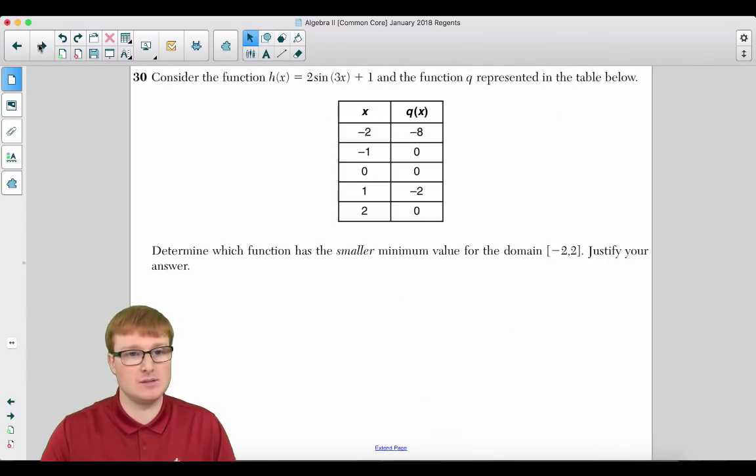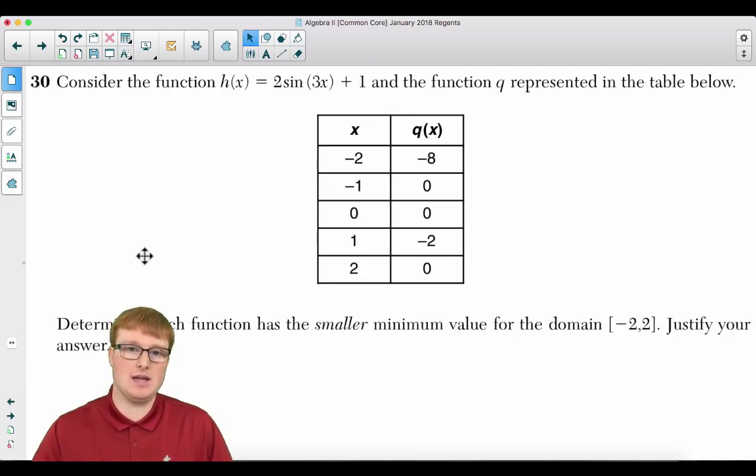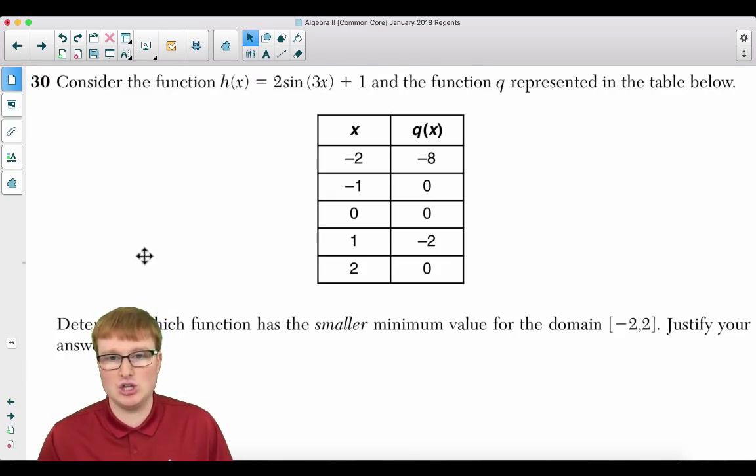Good. Moving on to number 30. Consider the function h of x is equal to negative 2 sine of 3x plus 1 and the function q represented in the table below. Determine which function has a smaller minimum value for the domain from negative 2 to 2.